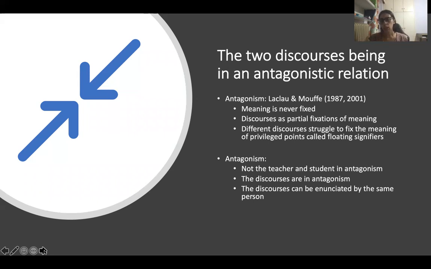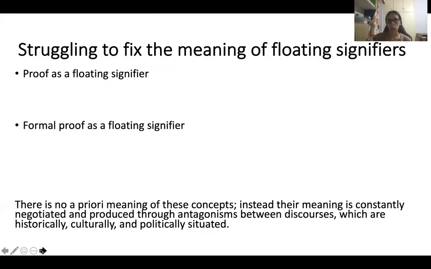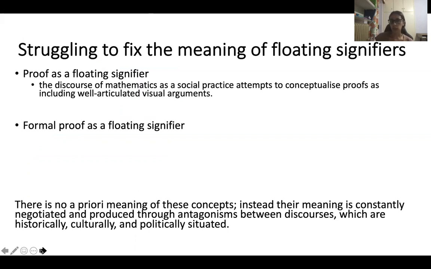I'm using the term antagonism, but it's not the teacher and the student who are in antagonism. It's actually the discourses which are in antagonism. And we notice that the two discourses can also be enunciated, and they are, in this case, enunciated by the same person. So the two discourses which are in antagonism, they're both enunciated by the professor. So the two discourses struggle to fix the meaning of privileged points, which are called floating signifiers. Proof is a floating signifier here from this perspective.